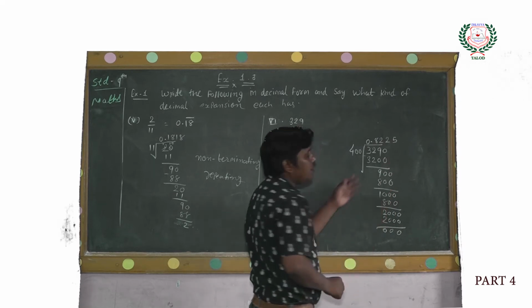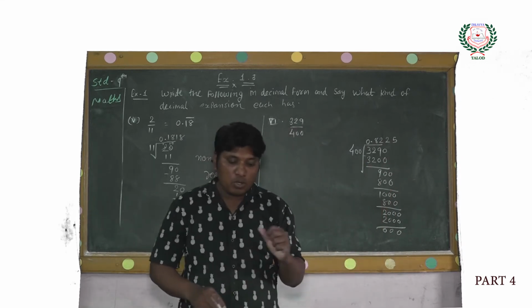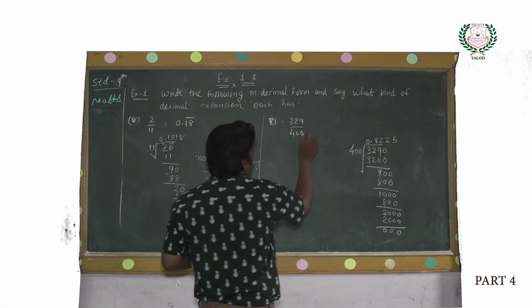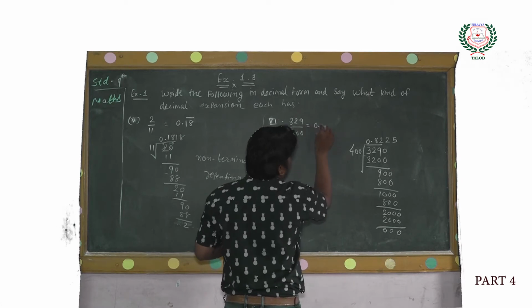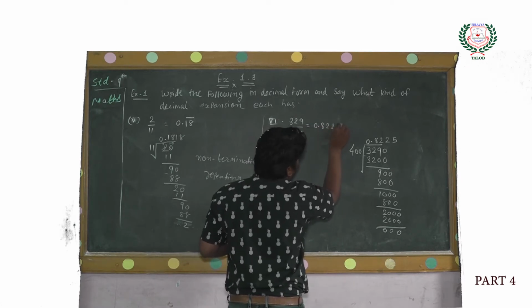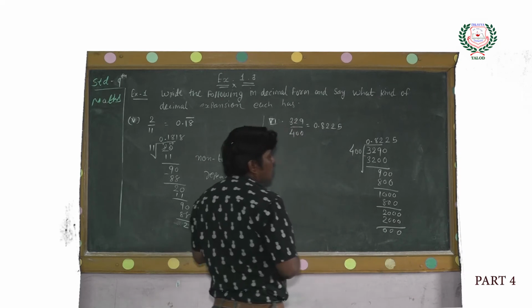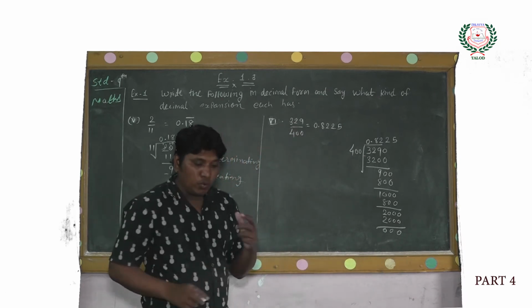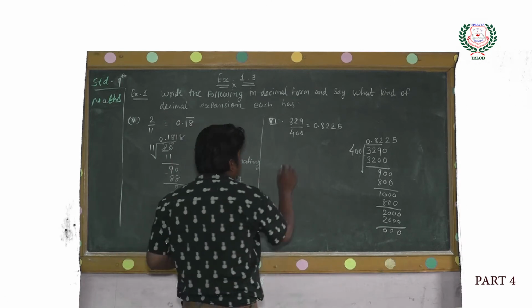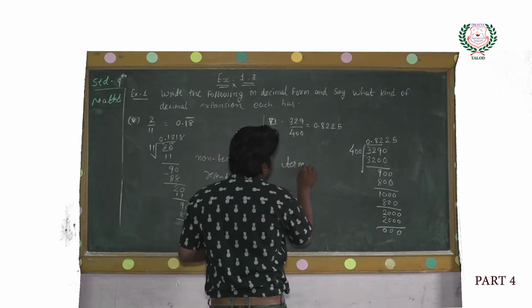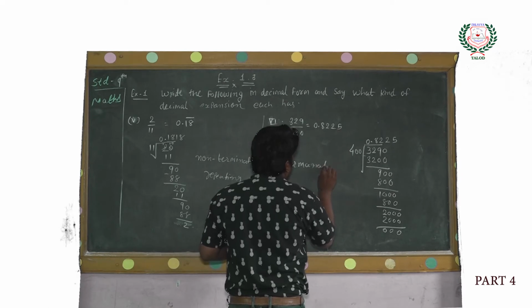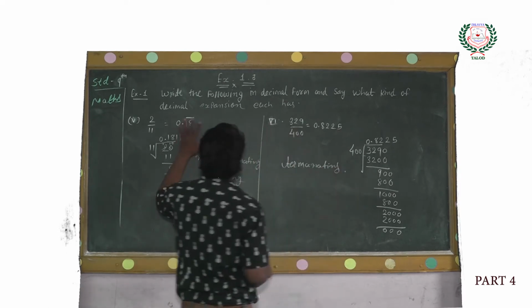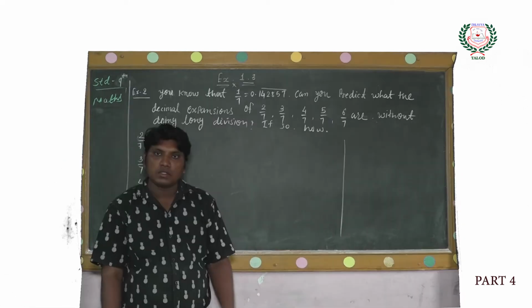So your answer is here terminating. So we can write the decimal form like that 8225 and it should be not repeating. So your answer is here 0.8225 and it is terminating. It is terminating. So your first question is over.